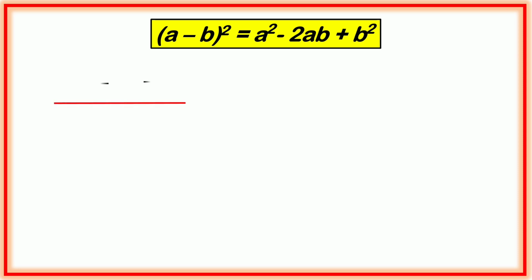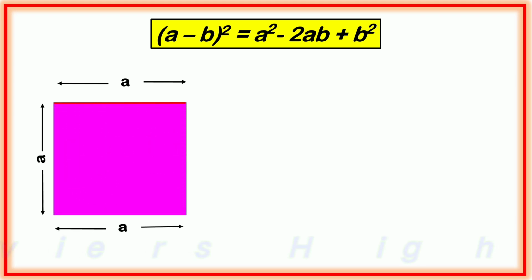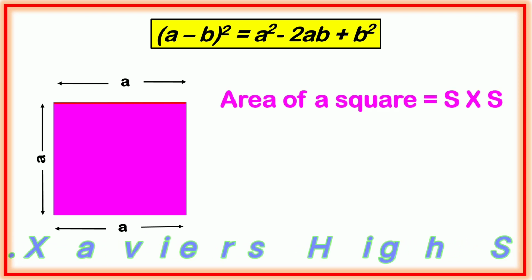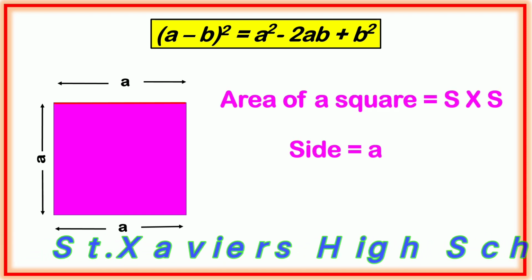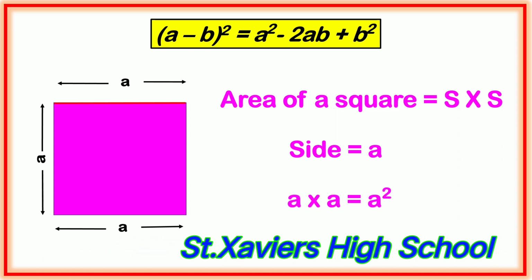Construct a line segment. That length will be a. Then construct a square with side a. Area of a square is equal to side into side. Side is equal to a. Then a into a is equal to a square.